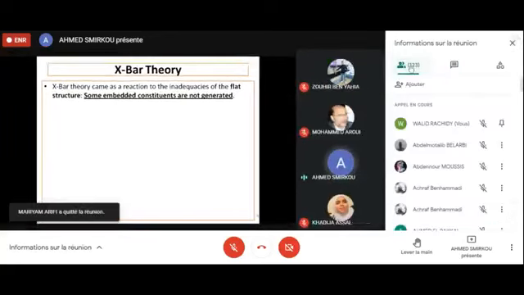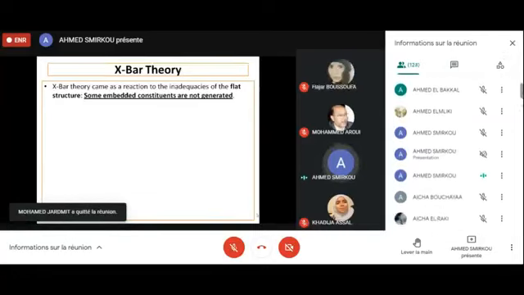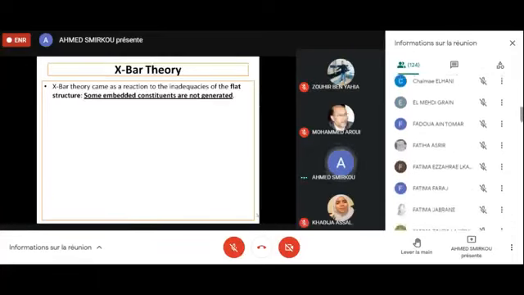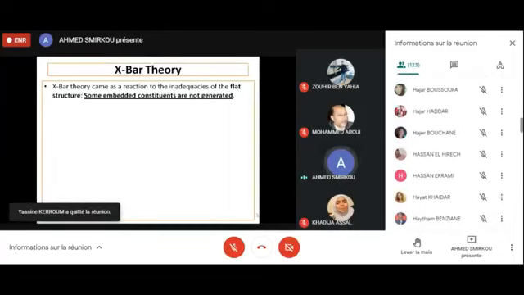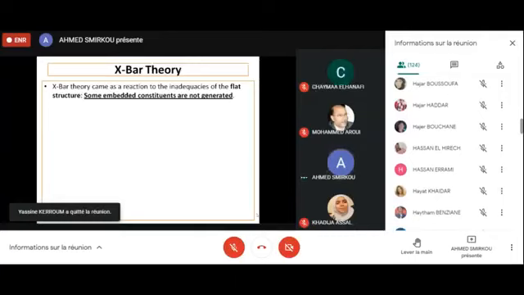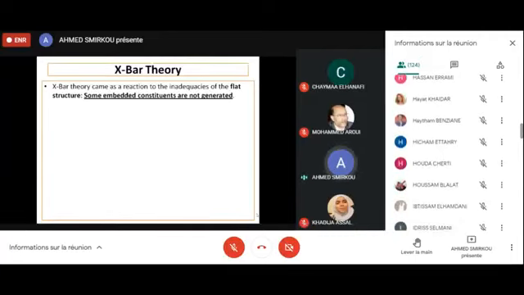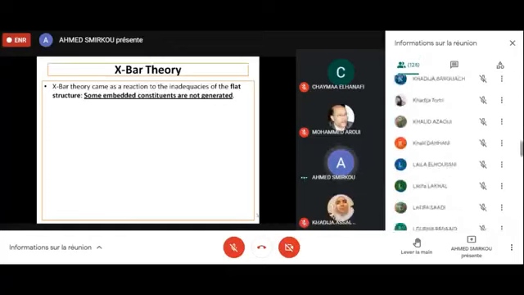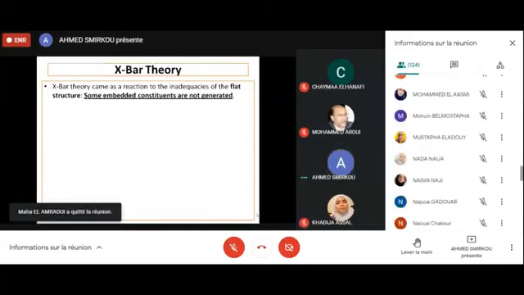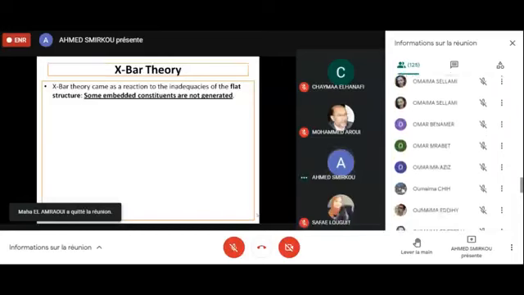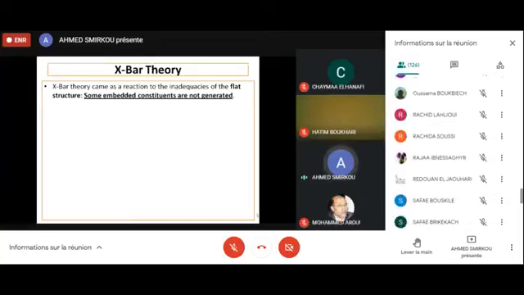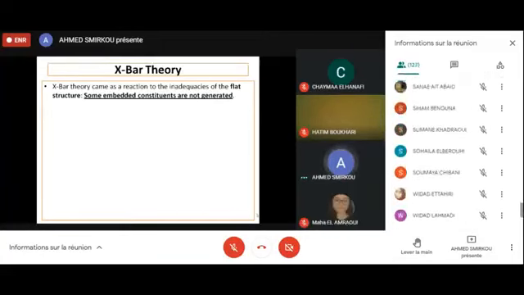Okay. So the trees that we have been generating are based on the flat structure. Flat structure means there is no hierarchy between the constituents. All of them are generated at the same level, as we'll see. So some embedded constituents are not generated. Okay. Some embedded constituents are not generated. So this is the main claim of X bar theory. We'll see this. There are certain smaller constituents that are not lexical and not phrasal, and they are not generated.